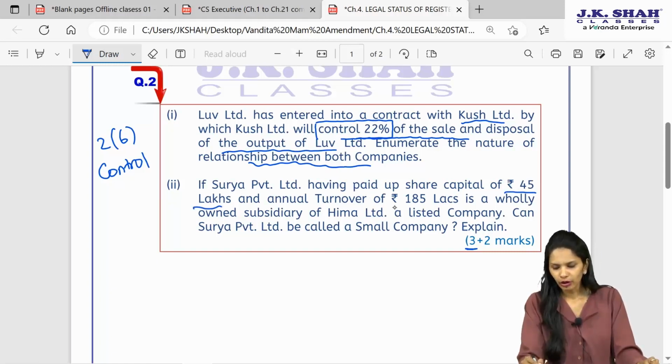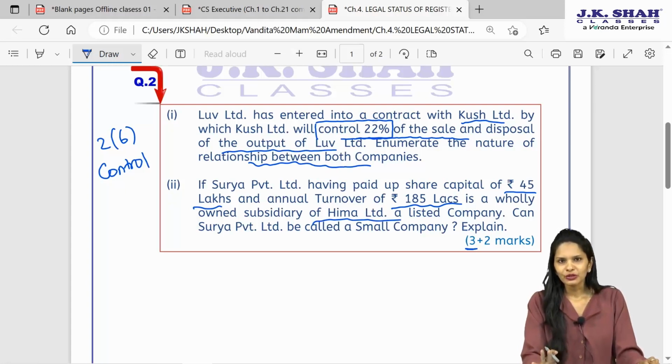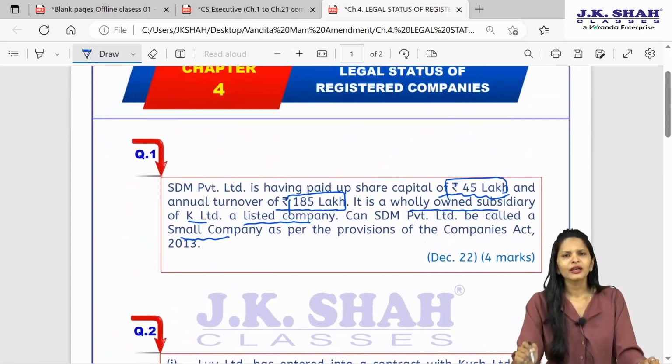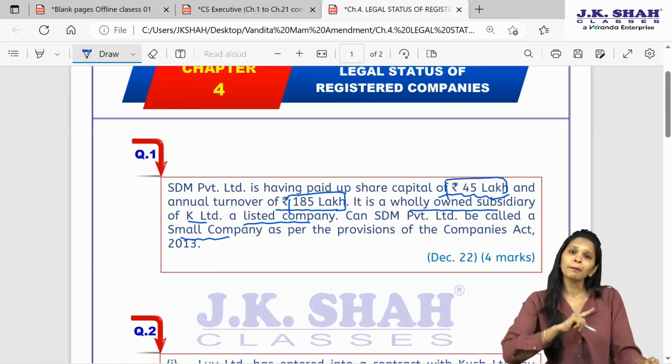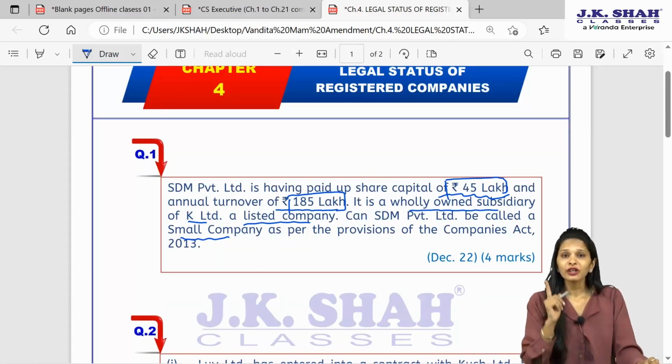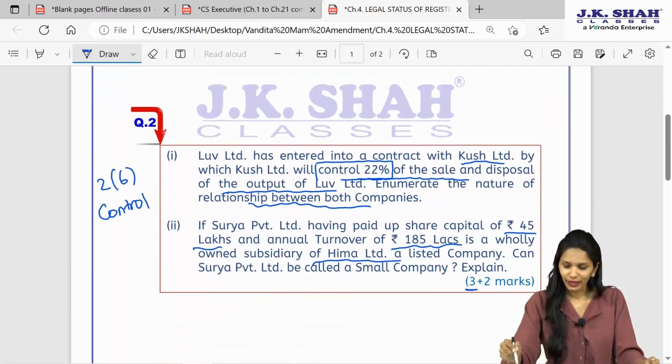and annual turnover of 185 lakhs is a wholly owned subsidiary of HEMA. Did you find something similar, student? The same question was there. See, a repeated question. I always tell my students that ICSI always repeats the question. So if you have solved past paper questions, you need not think. Directly you can start writing. This is how you can save your time.